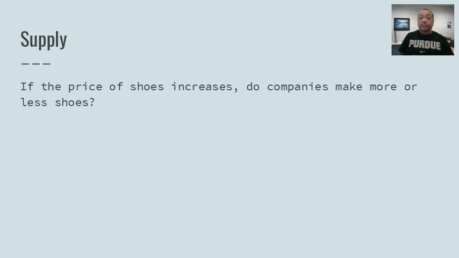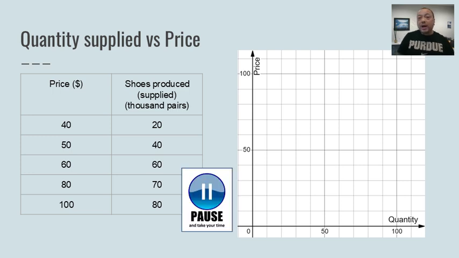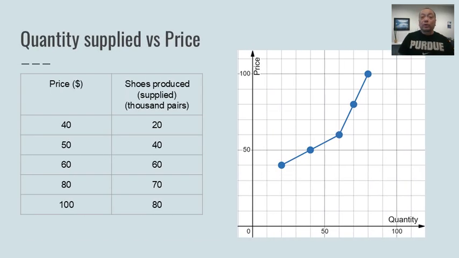If the price of shoes increases, do companies make more shoes or fewer shoes? Again, we collect data and we get this table. Go ahead and plot these points. Press pause and come back when you're done. Welcome back. This should be what you have. Don't forget, the quantity goes by a horizontal axis even though it comes second in the table, and the price goes by the vertical axis.